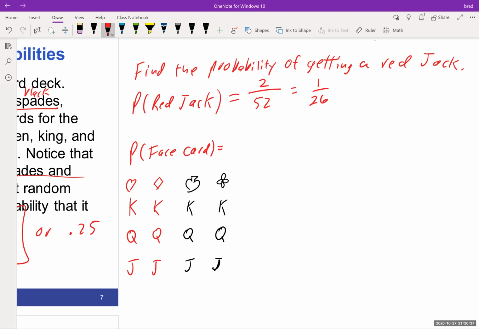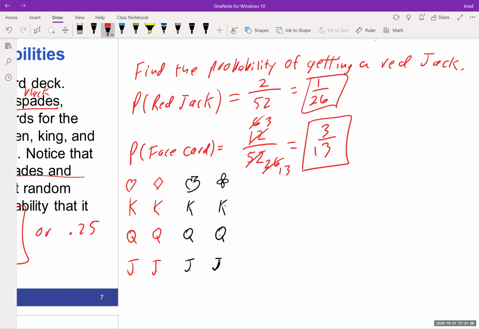Okay, so how many are there? 1, 2, 3, 4, 5, 6, 7, 8, 9, 10, 11, 12. Or you could think of it like this. There is 4 of every card, and there are 3 different types of face cards, jack, queen, and king. So that means there are 12 cards that are faces out of 52. Let's see, divide by 2, we get 6. Divide by 2, we get 26. Divide by 2, we get 3, 13. So we get 3 out of 13.